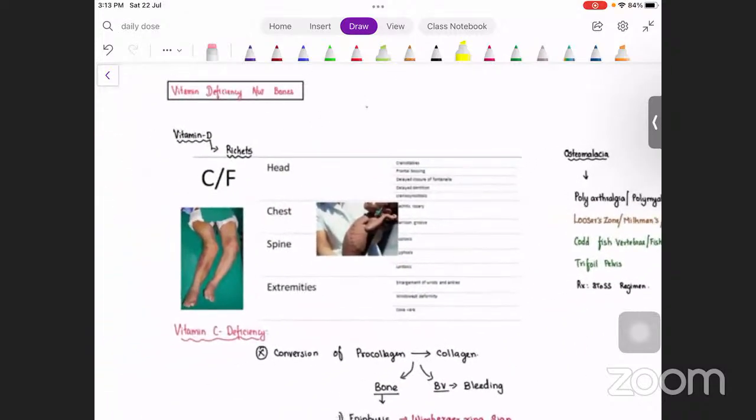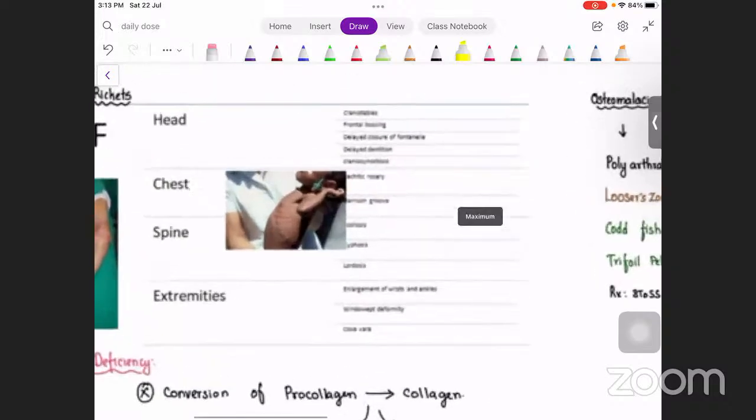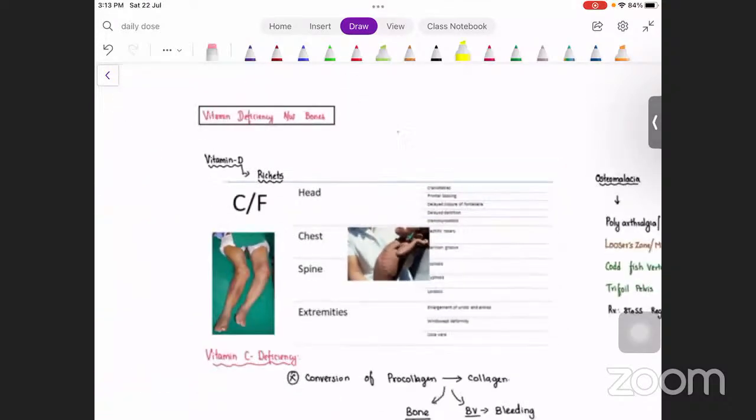Now speaking about the vitamins, as we studied vitamin D deficiency in biochemistry: rickets and osteomalacia in children and adults, yes or no? Rickets in children and osteomalacia in adults. What are the clinical features of rickets?